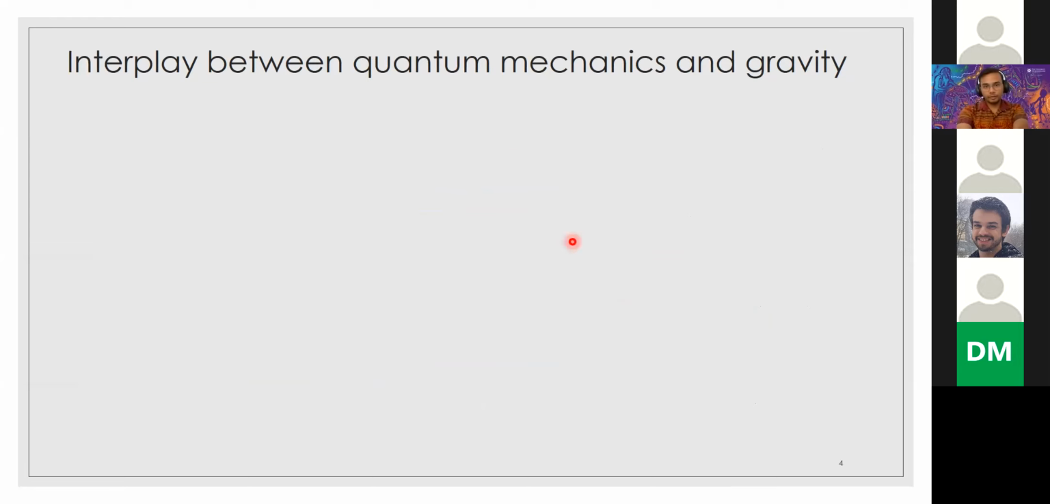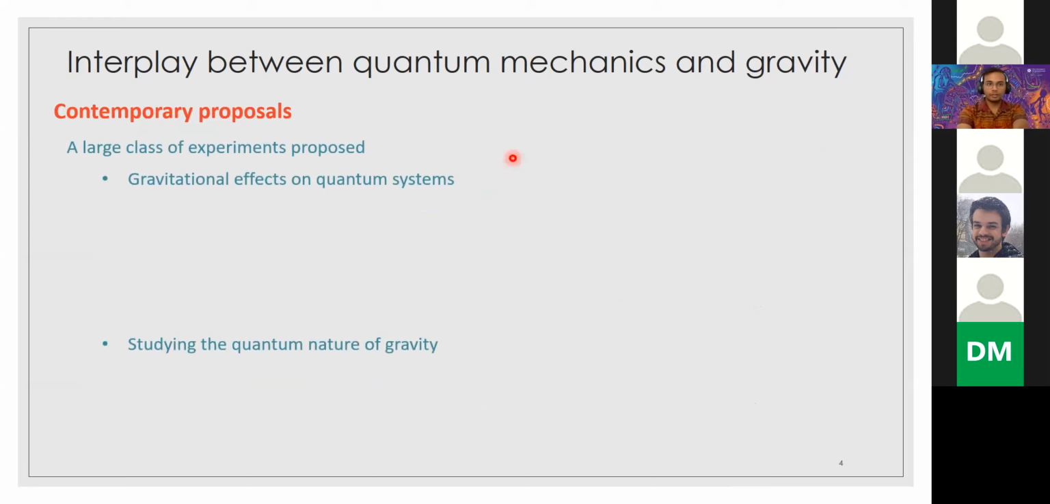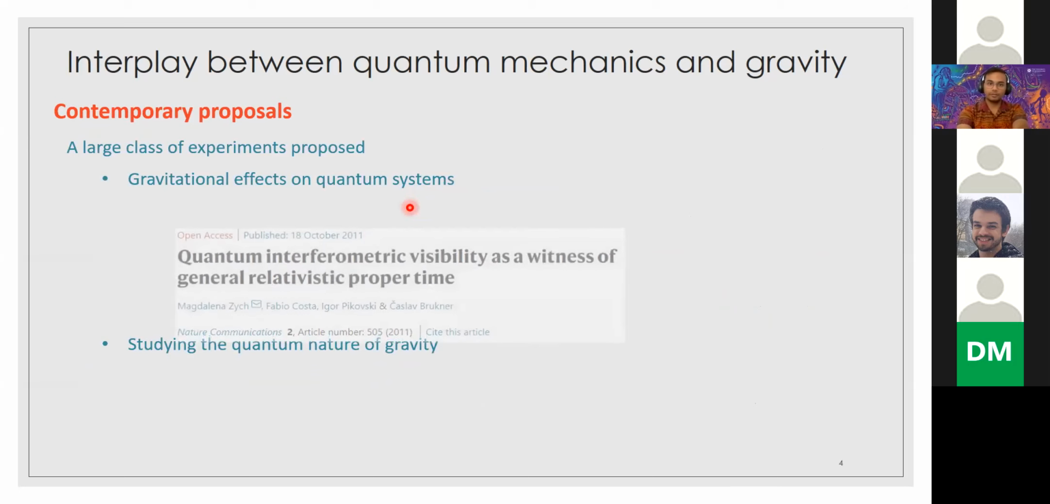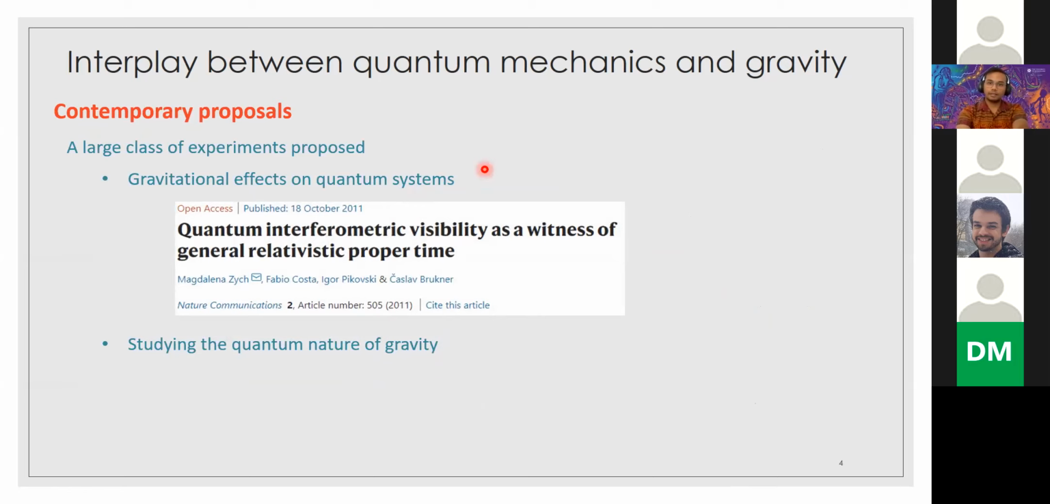The contemporary proposals in this regard are based on two broad themes. One of the major themes is the gravitational effects on quantum systems. In that, the paper that I'm going to follow is the 2011 paper, which talks about interferometric visibility as a witness of GR proper time.